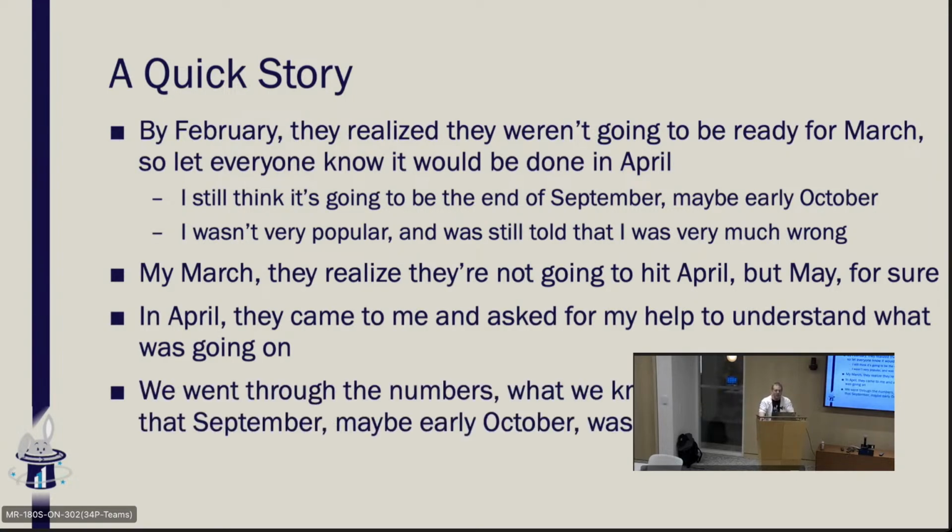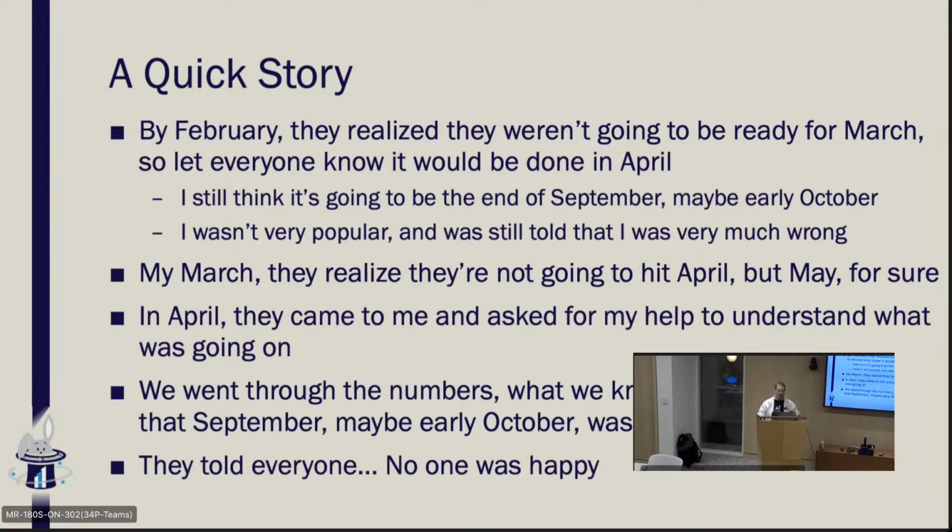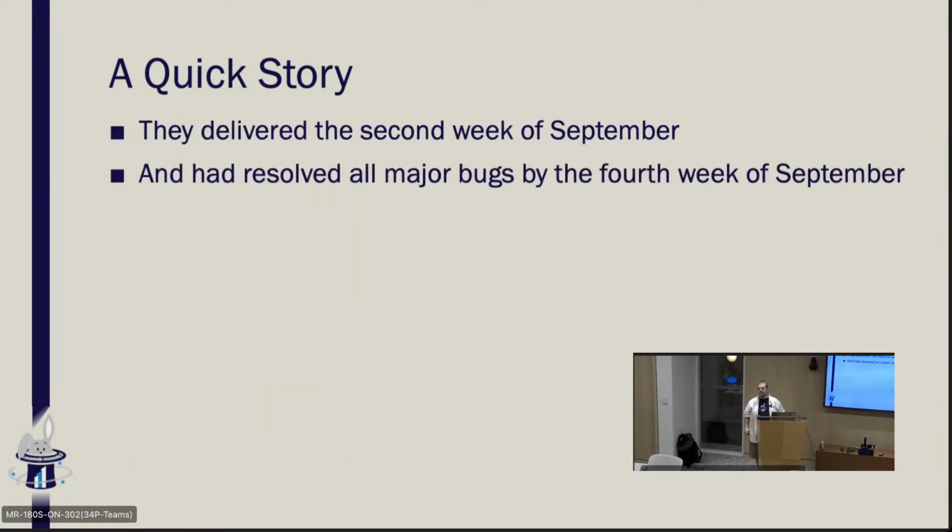We went through some numbers. We determined that September was still very likely, maybe early October. They ended up communicating that throughout the organization, and absolutely nobody was happy with this team. Not a single person was happy with the team. However, the end of the story is that they delivered the second week of September. By the time they fixed all of the defects and bugs that had made it through, they actually had everything working by the end of September. The fourth week of September, they managed to get everything done.